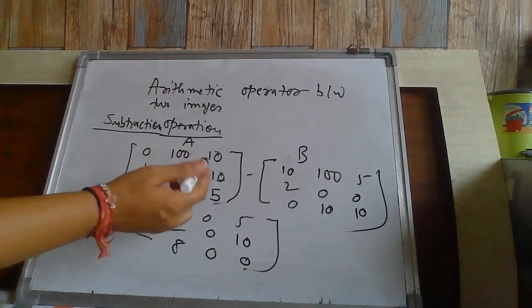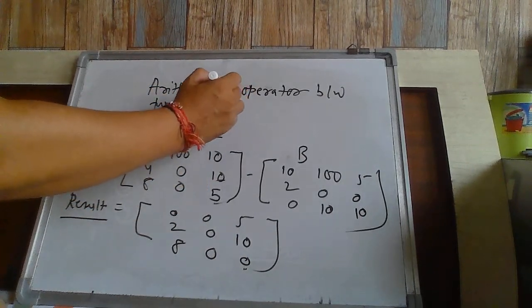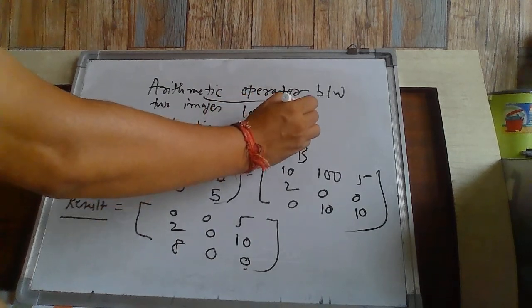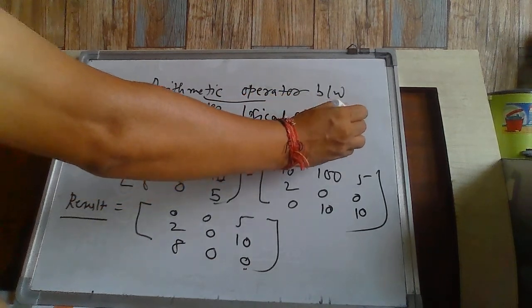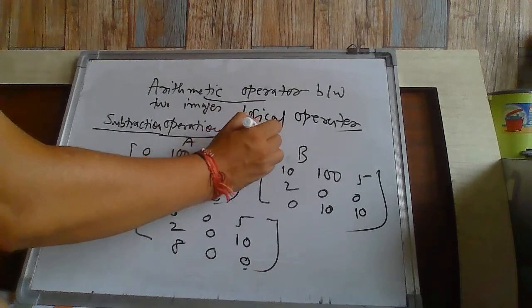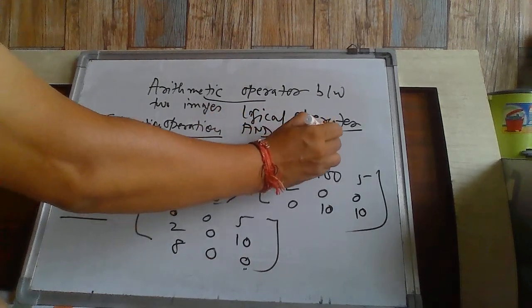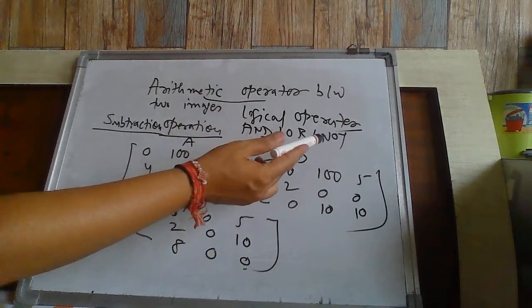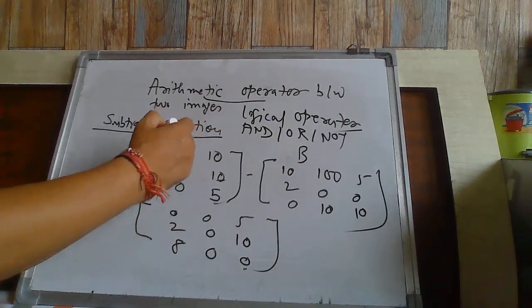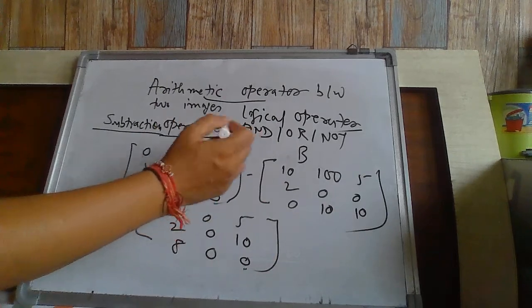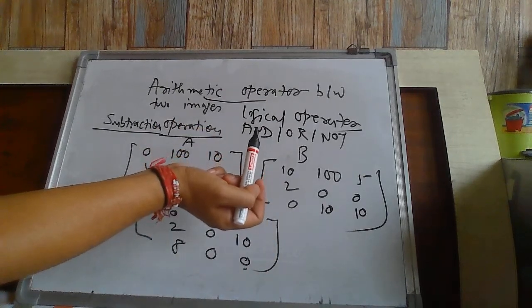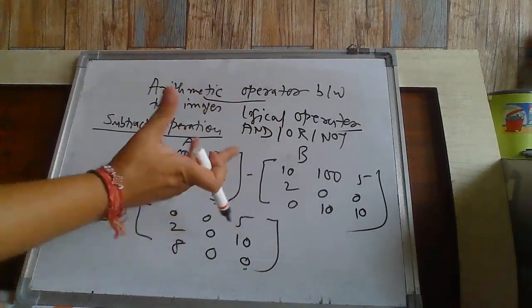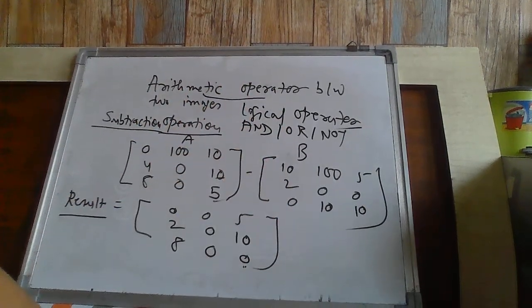In the same way that we have talked about arithmetic operators, you also have logical operators between the images. You can apply logical operators. What are logical operators? AND operator, OR operator, NOT operator. In the same way you can do it with a simple truth table. You know about AND, OR, NOT. You simply apply the bit by bit truth table and you get back your results. So AND operator, OR operator or NOT operator can also be applied between the images.